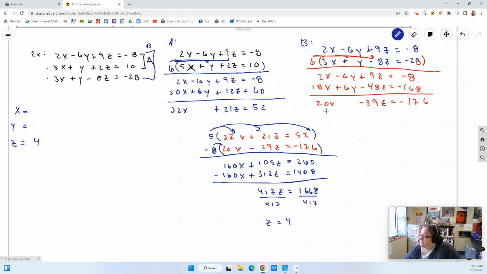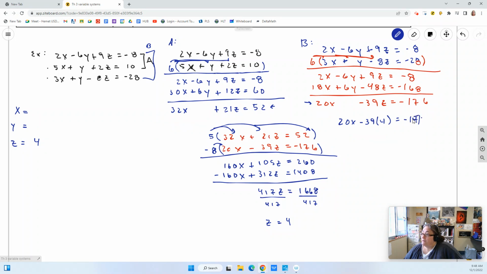Well, I have an equation right here, and I have an equation right here that only have two variables in them, right? They're x and z. I can pick either one of those equations and plug in the value for z and figure out what x is, right? So here I have, let's look at this one. We've got 20x minus 39z equals negative 176, right?